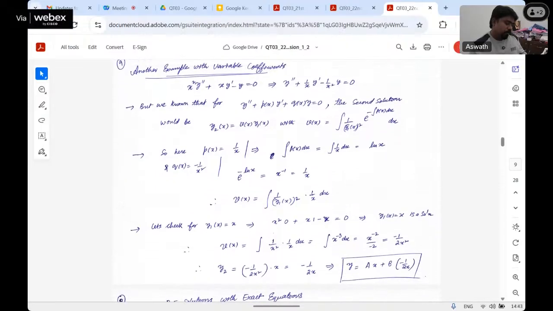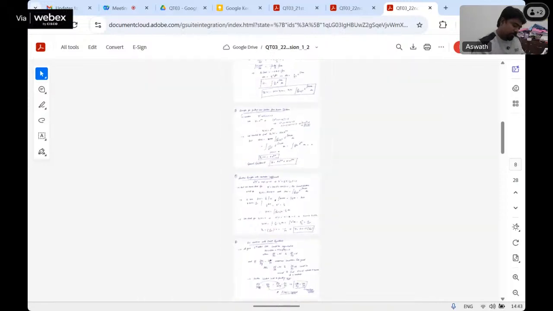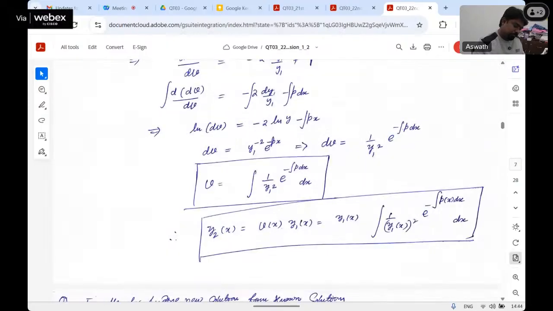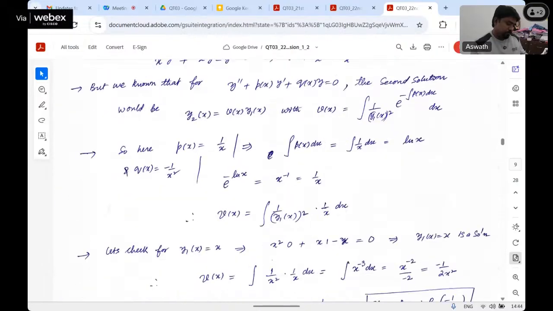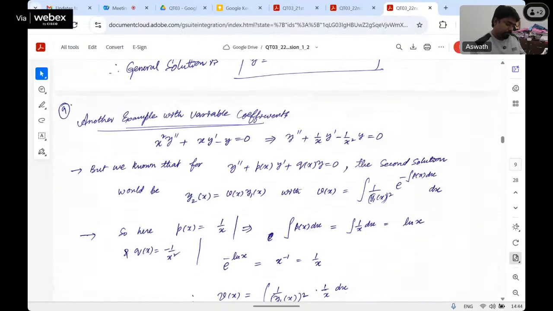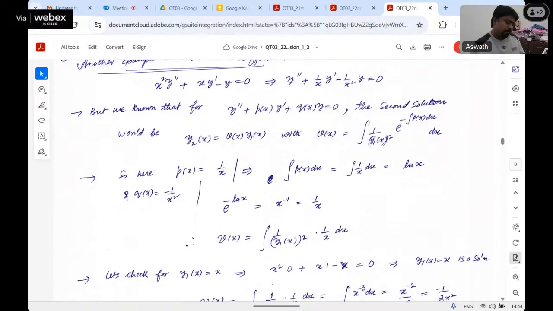With a variable coefficient scenario, right? So one more example is given. Yeah, we just got this solution. Another example here, you see.